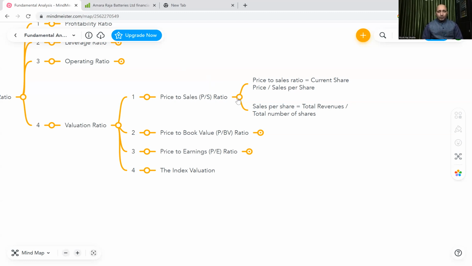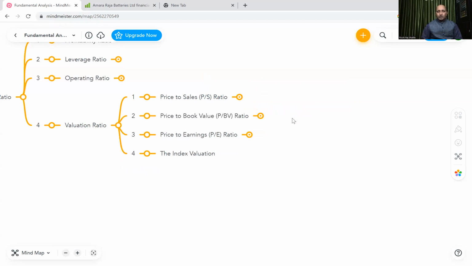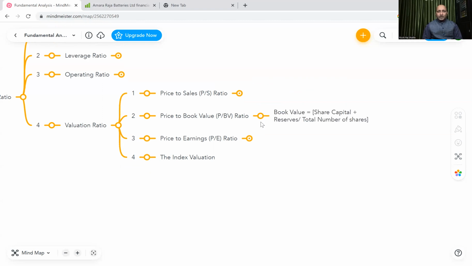Now, second thing, price to book value. First of all, what is book value? The book value is the value written in the books of accounts of a particular company. How do they arrive at this book value? The company has total equity share capital and reserves. If we put them together, we get one value, the total value of a company. And if we divide this value by the total number of shares, we get the book value of that particular stock or company.